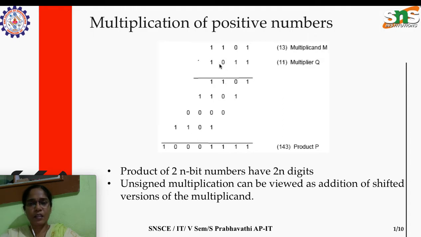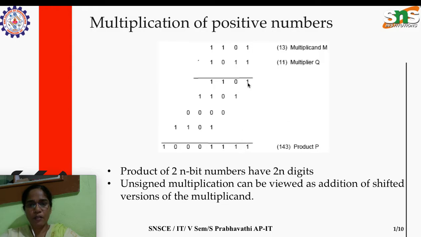At the third stage the multiplier bit is 0. Here we don't multiply, since 0 multiplied by anything is 0, so we just shift and the result is 0. At the final stage the multiplier bit is 1, so we multiply this 1 with the multiplicand, shifting one more position towards the left, and finally we add the results.